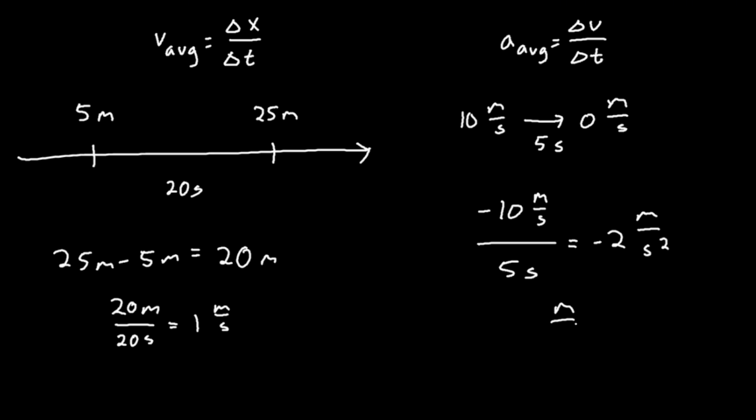You have meters per second over seconds, and this is equal to meters per second squared, and this is the unit for acceleration, so that's how you know you got this right. On a quick side note, I am teaching you guys calculus-based physics, so I'll cover derivatives.